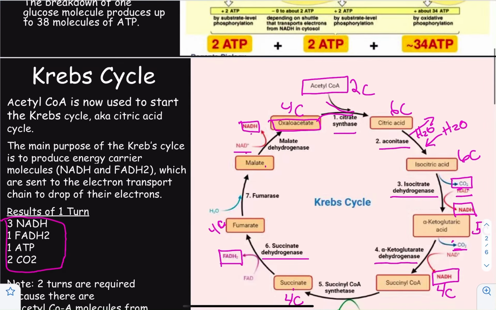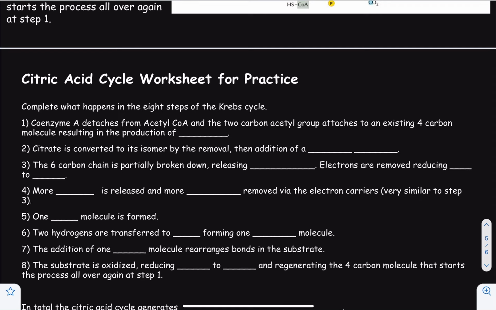So here at the end I have a worksheet for practice, and I have the answers in the next slide. Coenzyme A detaches from acetyl-CoA and the 2-carbon acetyl group joins an existing 4-carbon molecule, resulting in the production of citrate.